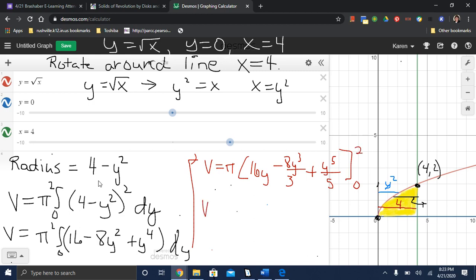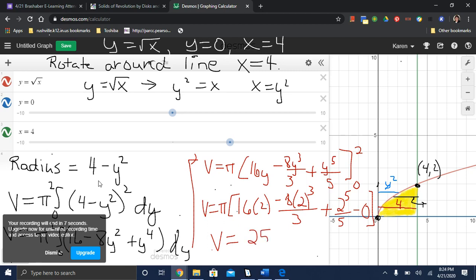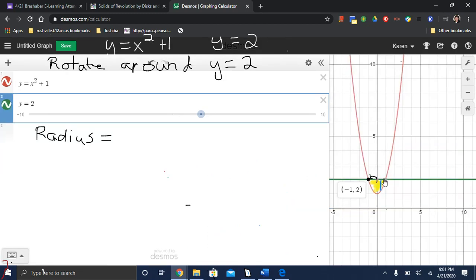So substituting in, we get volume equals pi times, we'll have 16 times 2 minus 8 times 2 to the 3rd over 3 plus 2 to the 5th over 5, and then plugging in 0 would just be 0, and your volume ends up being, after you simplify, 256 pi over 15.